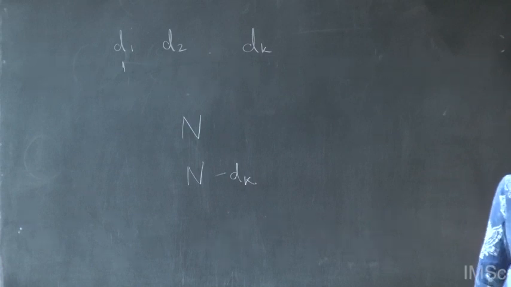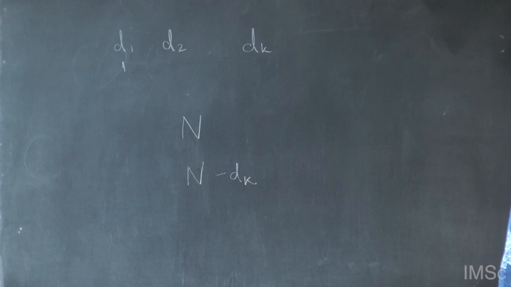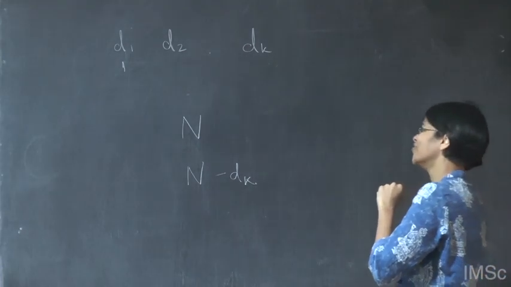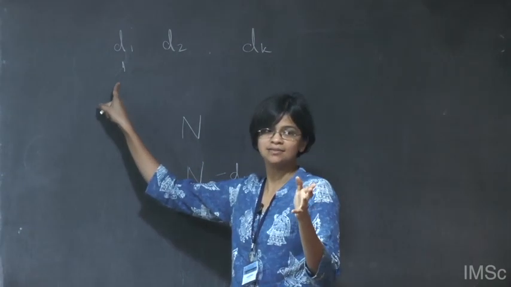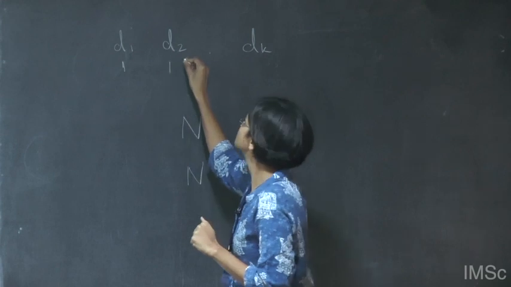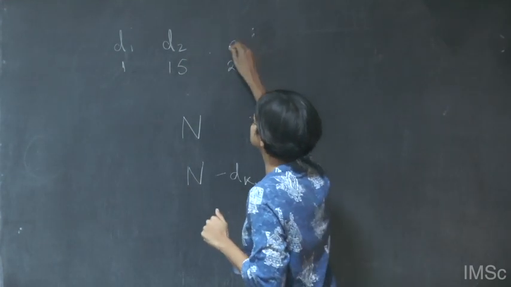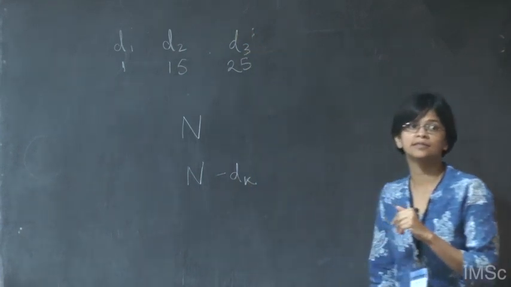No, not Indian denomination. Any arbitrary thing. You can have 22. Okay, so you have to have one. Next is 15 and 25. So you have 3 denominations and you're returning 30.